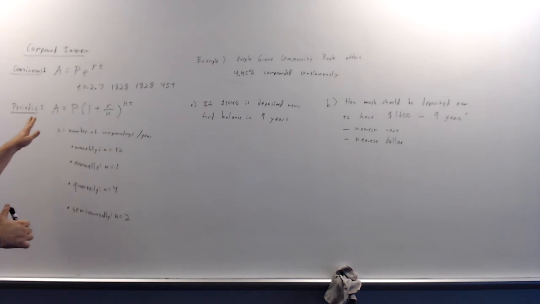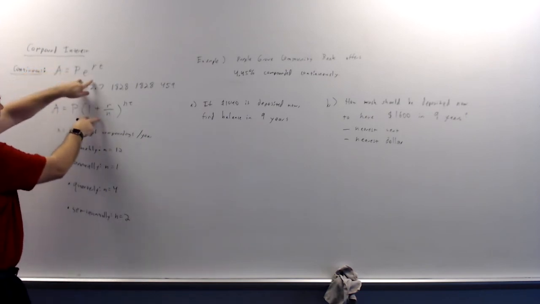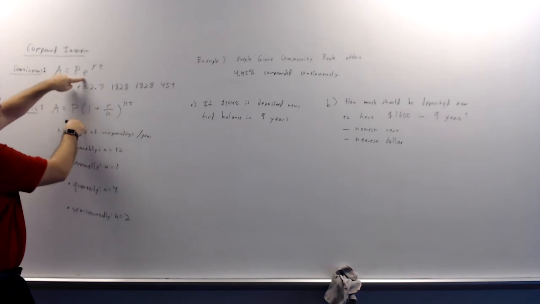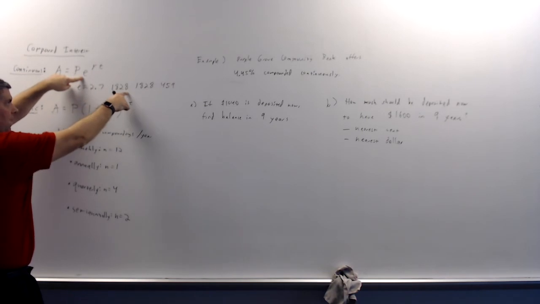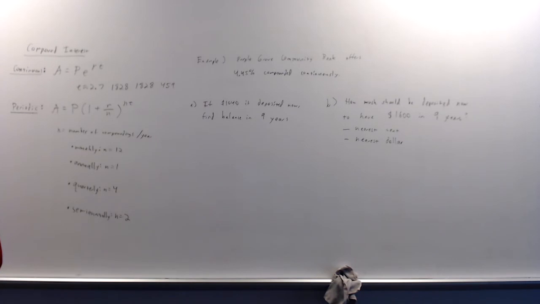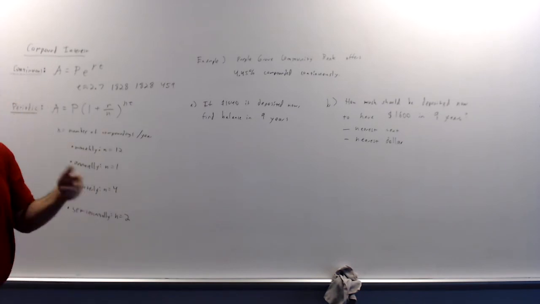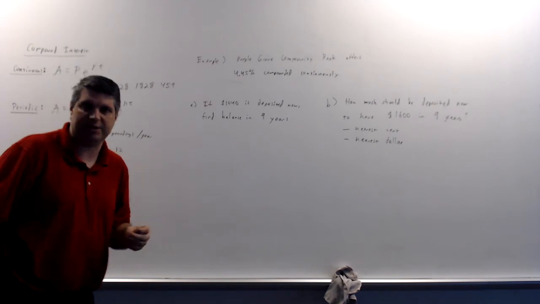Okay? So, accumulated value equals the principal, and then this is where things become different between the two of them. E is a constant. It's approximately 2.718281828 and then it goes on forever. You'll hit shift or second ln on your calculator to get to that feature.